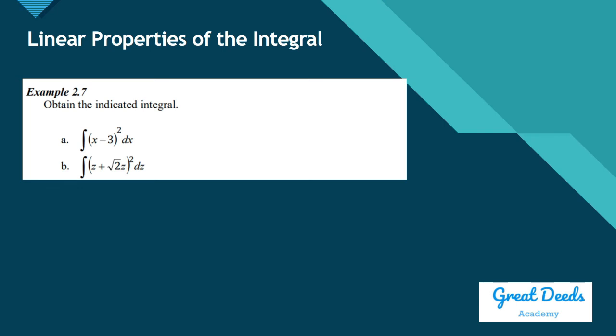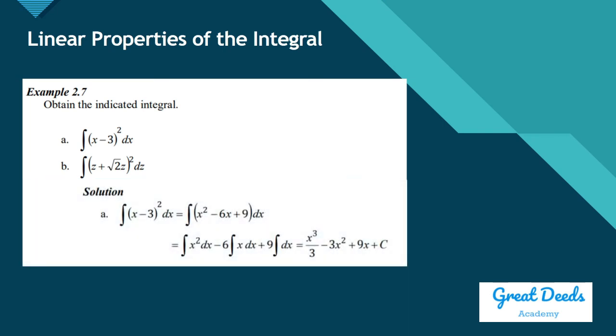Obtain the indicated integral. So what do we do with the first one? Well, this is the square of a binomial. You expand it. x minus 3 times x minus 3 is equal to x squared minus 6x plus 9. And this is where you will now apply your integral. You will apply the linear forms property of your integration.